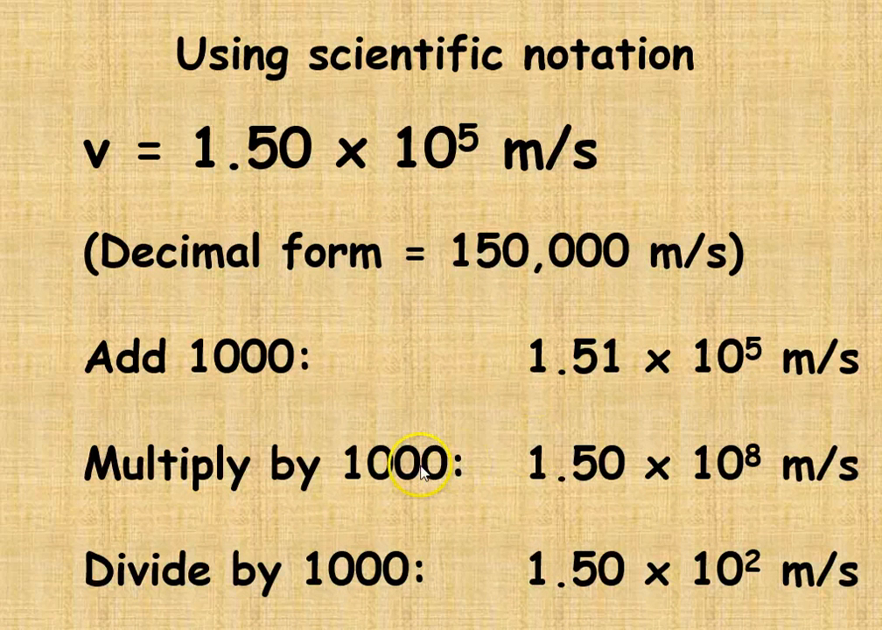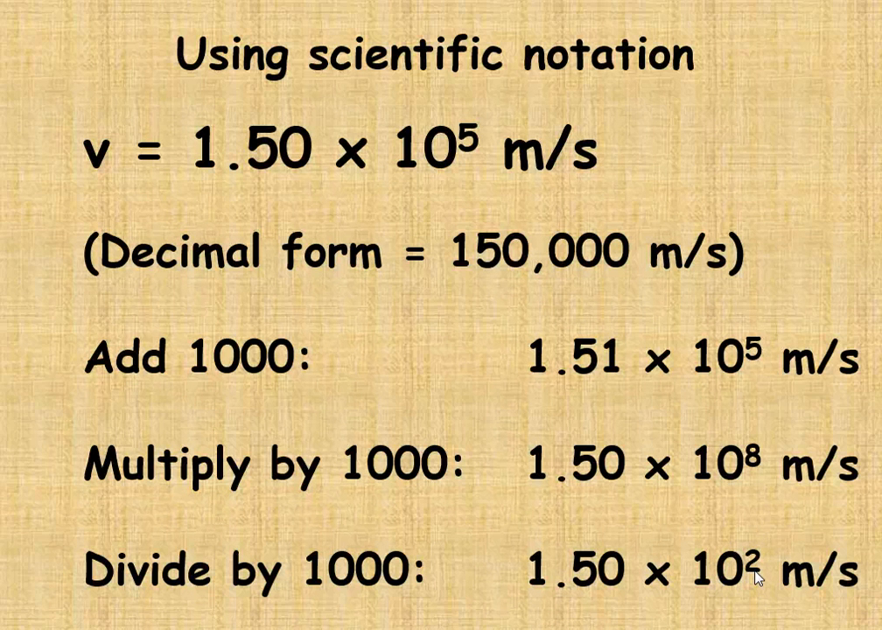By contrast, if you multiply by 1,000, or if you divide by 1,000, you are directly changing the exponent by either adding 3, so when you multiply by 1,000, 10 to the 5th becomes 10 to the 8th, or by subtracting 3 when you divide by 1,000. 10 to the 5th becomes 10 squared. So notice that multiplying or dividing by 10 changes the exponent. And maybe try that on your calculators.